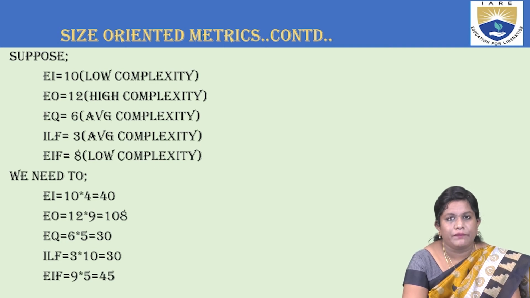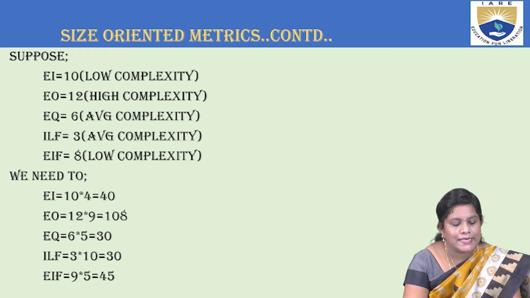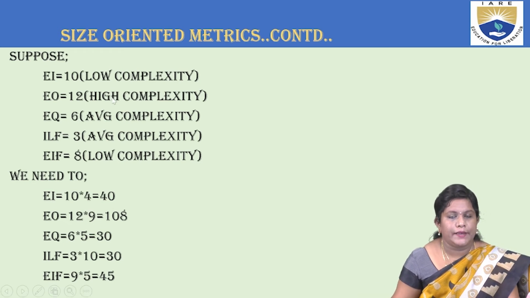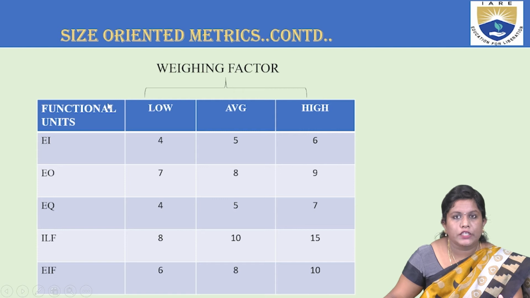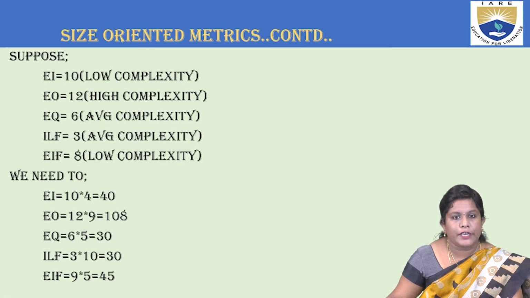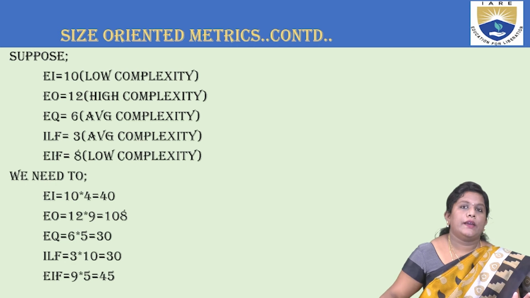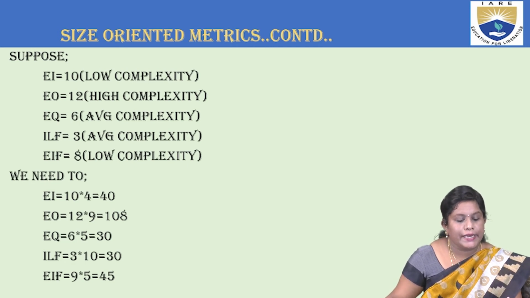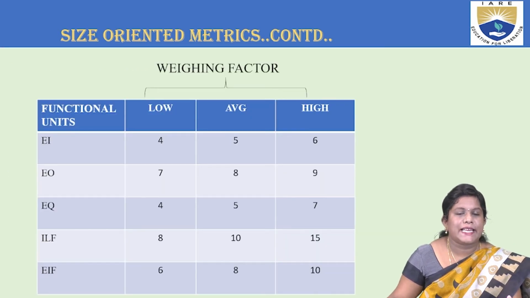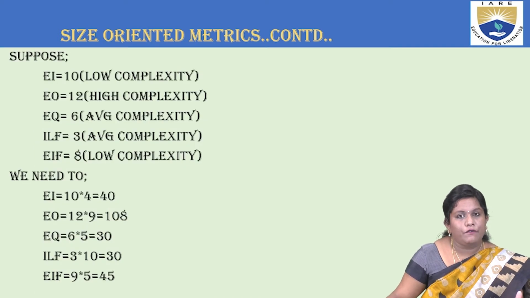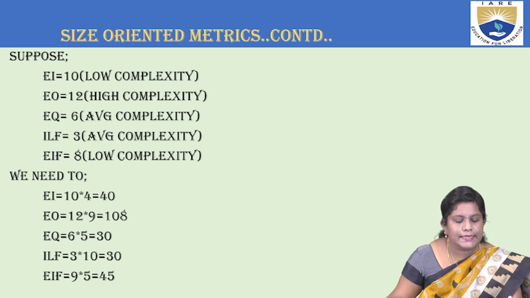Now, once these have been given, how do we calculate their values? As I told you, 10 of low complexity. When I say 10 of low complexity, what is the value of low? It is 4, right? So, 10 cross 4 is 40 is the value for EI, that is external input. So, taking EO, that is 12 of high complexity. Now, go to the field of external output and check for high complexity. EO high complexity is 9. So, 12 of 9 is 108. Next, the same way you calculate for enquiry as well, 6 of average.